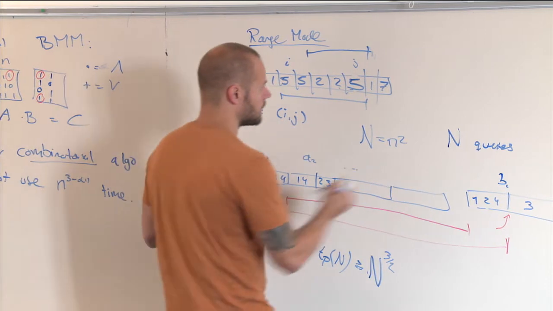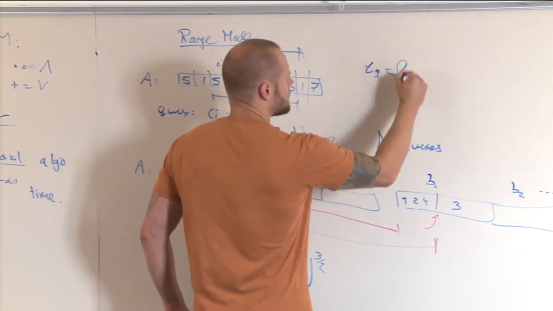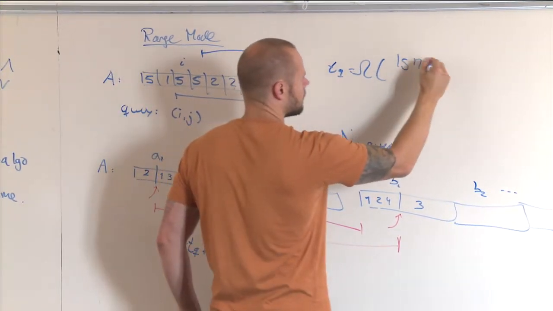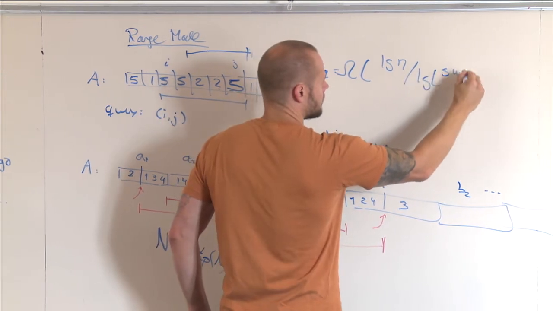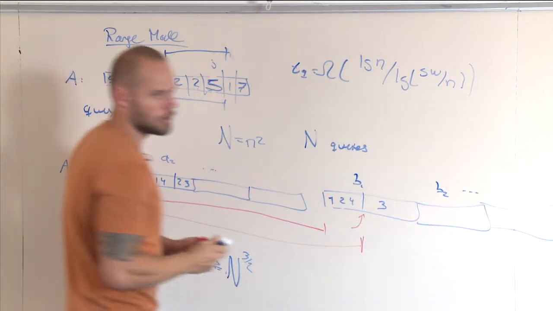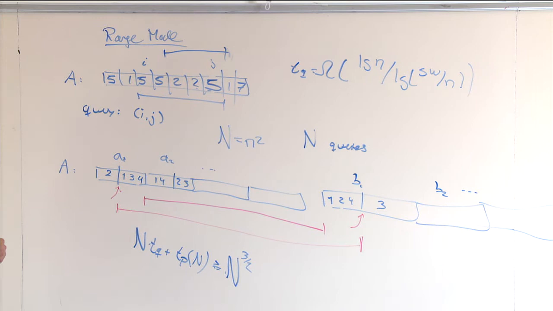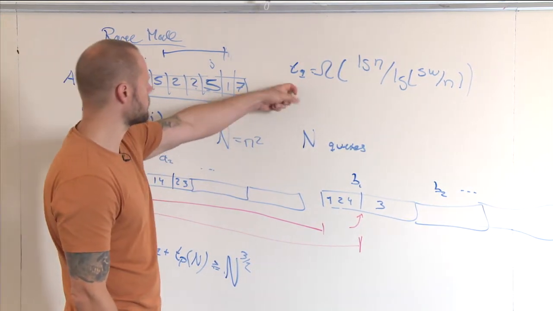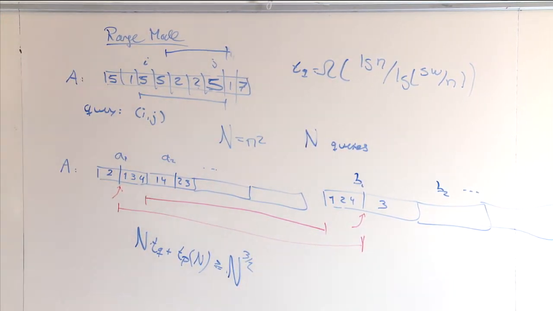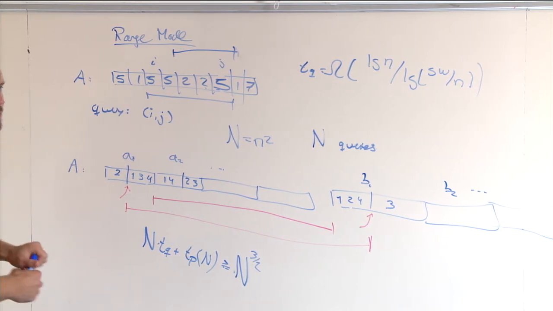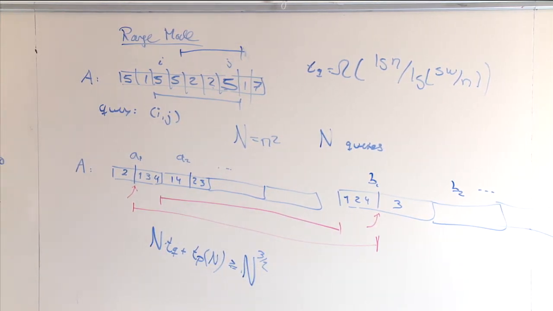The lower bound is the query time is log n over log of space times word size over n. So this is the lower bound that Watching did. I think it was my second paper as a PhD student. We proved this for this range mode problem using basically this reduction, just with much smaller sets instead of sets of size square root n. We had sets of size polylog n.